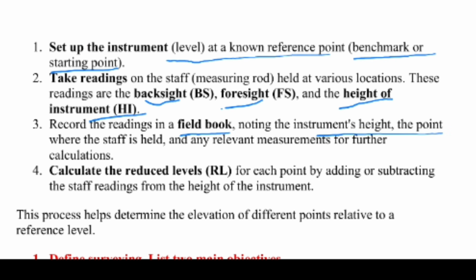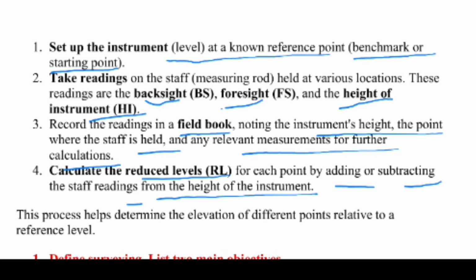Record the height of the instrument and the point where the staff is held, and take the relevant measurements for the calculation. To produce the RL, the reduced level, of each point, you add or subtract the staff reading from the height of the instrument. What is the use of this? It is a process to determine the elevation of an object with a relative reference. You have to find the elevations of the object with a relative reference.